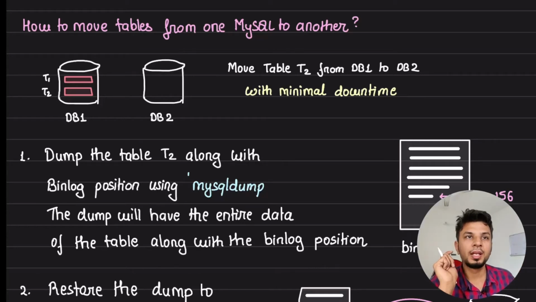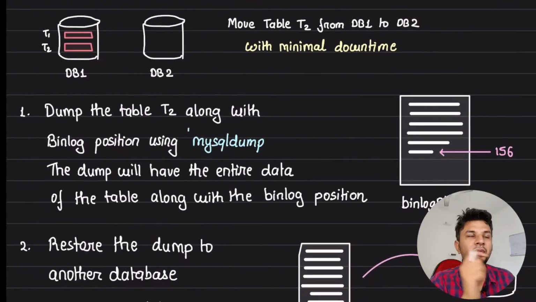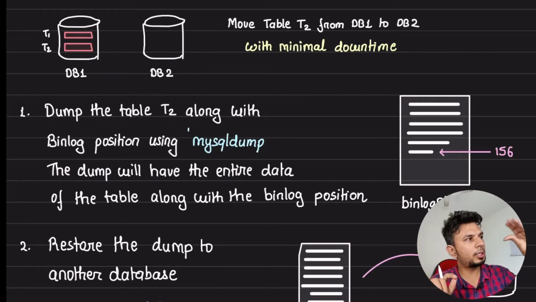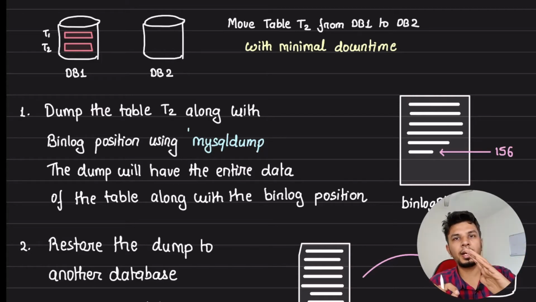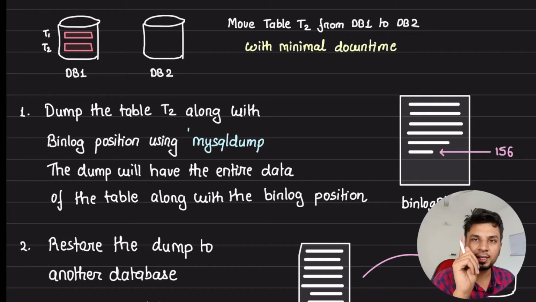Step number 1, we dump the table. First of all, whenever we are moving table from one to another, what we would want to do is we would want to dump this table locally and then upload this table into some other database. So that is exact step number 1.